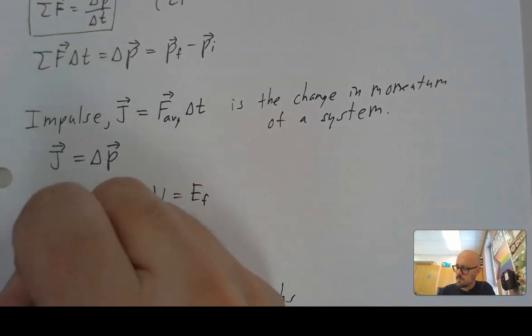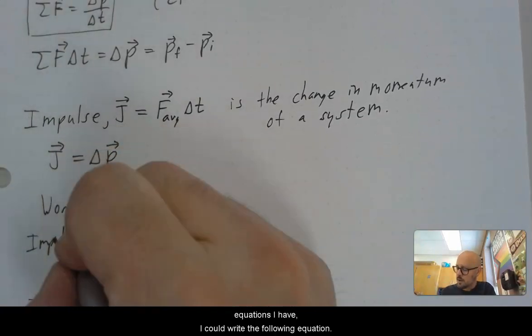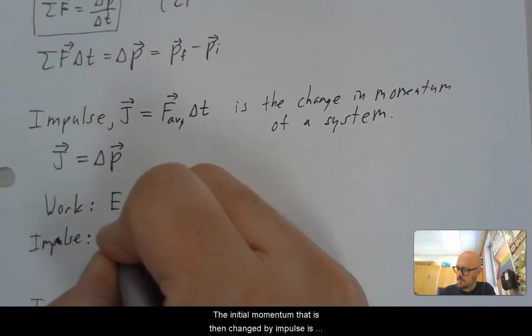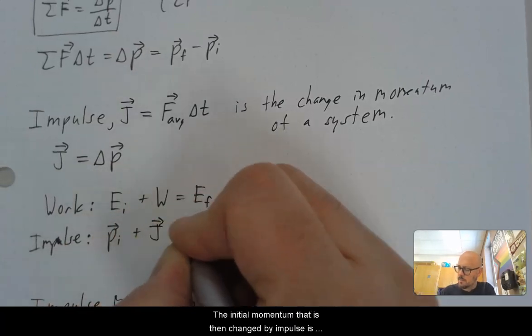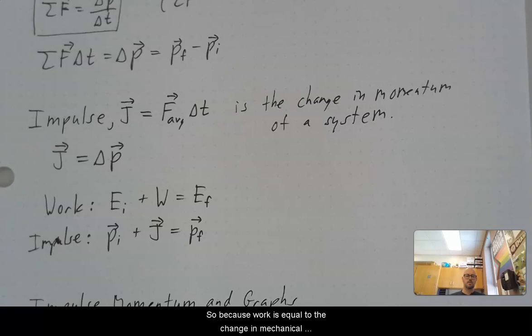Impulse, if I did some more algebra up here with some of the equations I have, I could write the following equation. The initial momentum that is then changed by impulse is equal to the final momentum. So because work is equal to the change in mechanical energy and impulse is equal to the change in linear momentum, I can write very similar equations for both concepts. Really, they're just both extensions of Newton's second law anyway. So everything comes back to when an external force is applied to a system, its motion will change. And so Newton's second law does the same thing.